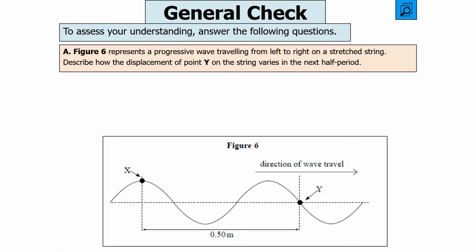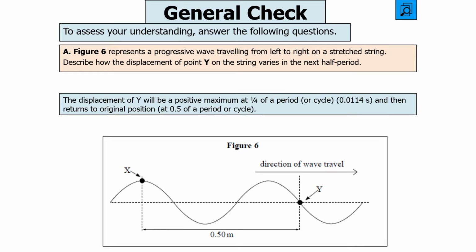On this wave, describe how the displacement of point Y on the string varies in the next half period. So pause the video now, then unpause the video when you want to go through your answer. Now again, you've got to imagine the wave pattern travelling through the particles as it moves across in the direction of the wave travel. So what you can see is that position Y will be at a position of maximum at a quarter of the period or the cycle, and then it'll return back to its original position in the next half period. You can see that it's going to be moving upwards because you can see that the maximum is pushing upwards on that particular wave pattern there.